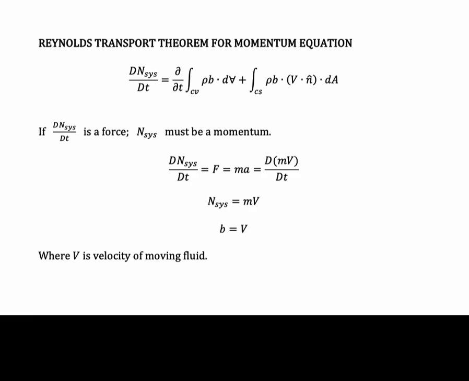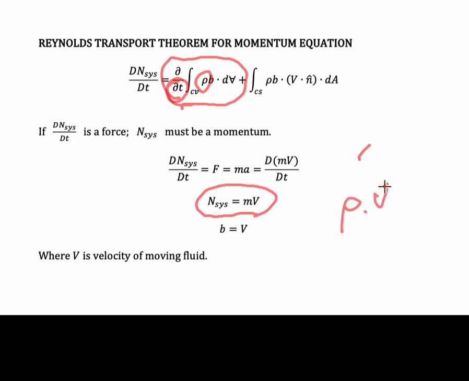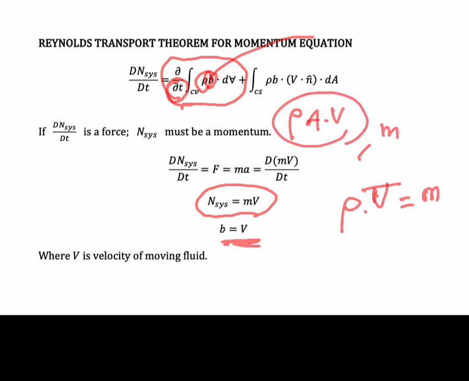In this situation, if the N here is momentum, it must be written as mv. And then if we check the equation here, to make sure that the equation will reflect the force, we already have t here. And we know that rho and volume here is actually equal to mass. It means that the b here must be velocity. And then again here, rho, A and V is the mass. And we need to make sure that the b here is velocity, because we want to calculate the momentum.